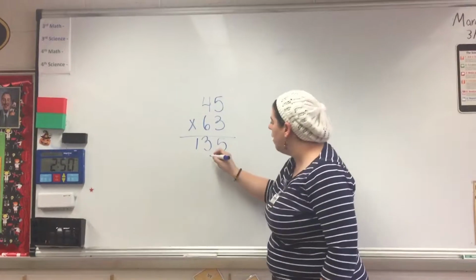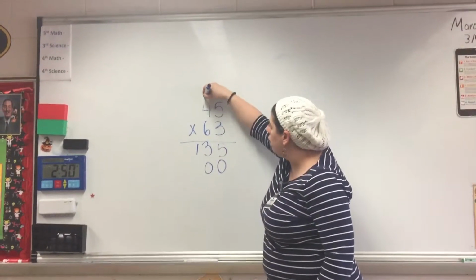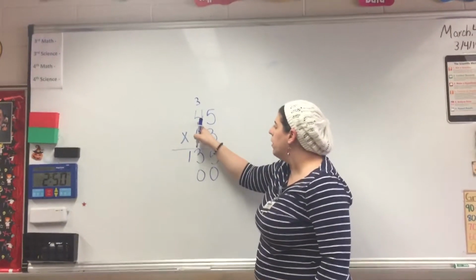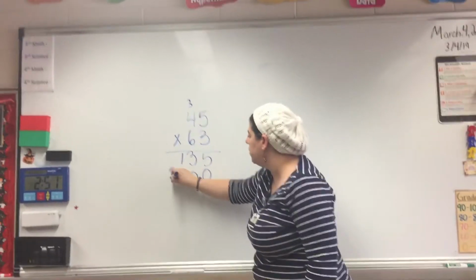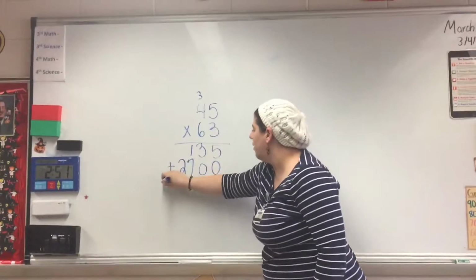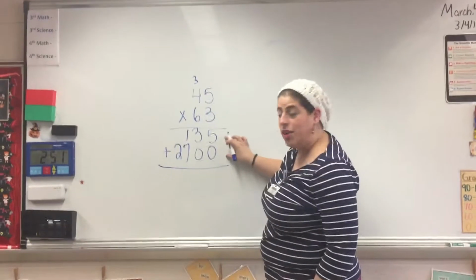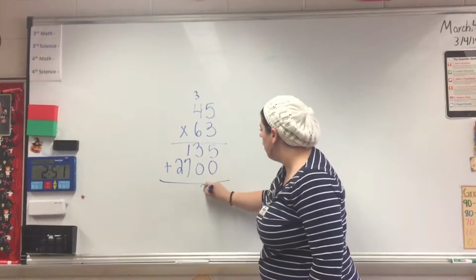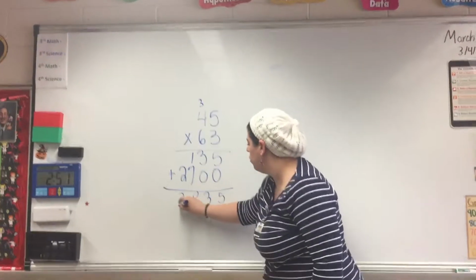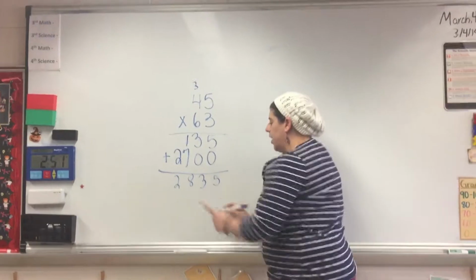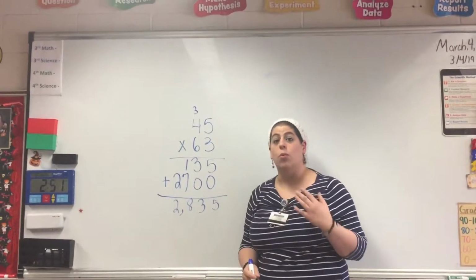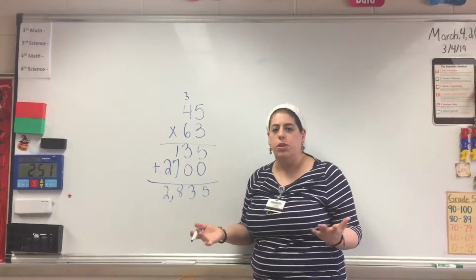6 times 5, that is 30. We carry that 3. 6 times 4 is 24, plus 3 is 27. When we add these two numbers up, which is our next step, we get 5, 3, 8, 2. We count 3 digits in, that's where our comma goes. That is called the regular algorithm, how most people learn to do it.